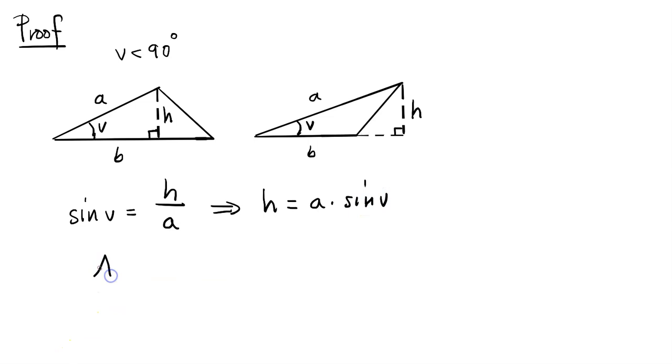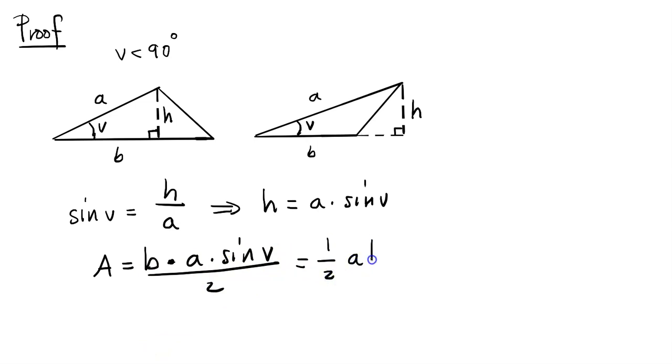And that means that the area of the triangle is the base, or the base here, times the height. And the height we have here. But then it should be divided by 2. But this we can just rewrite as this. And then we have proved the formula.